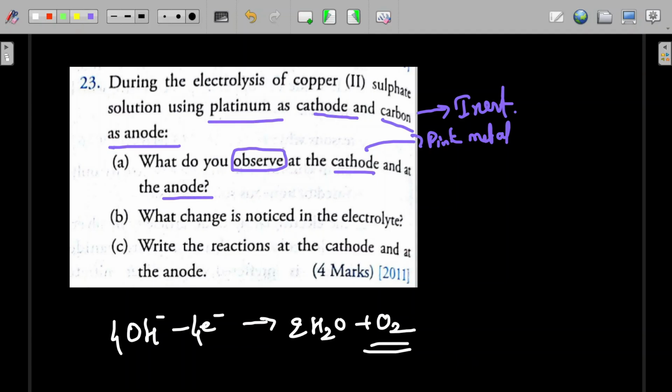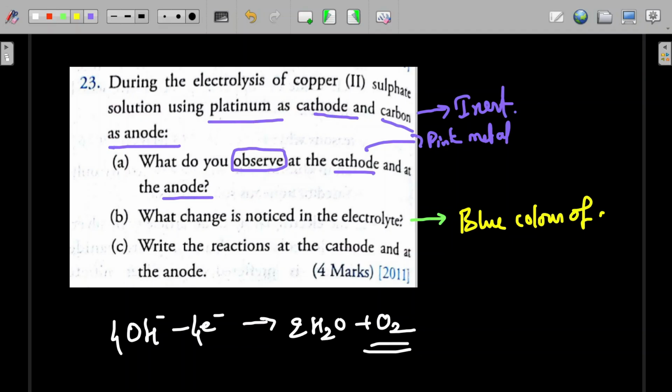Okay. What change is noticed in the electrolyte? Darshwana? Sir, blue solution remains blue. Okay, if it has to remain blue. Sir, it doesn't remain blue. Sorry, I got confused. The blue becomes colorless because it's inert.